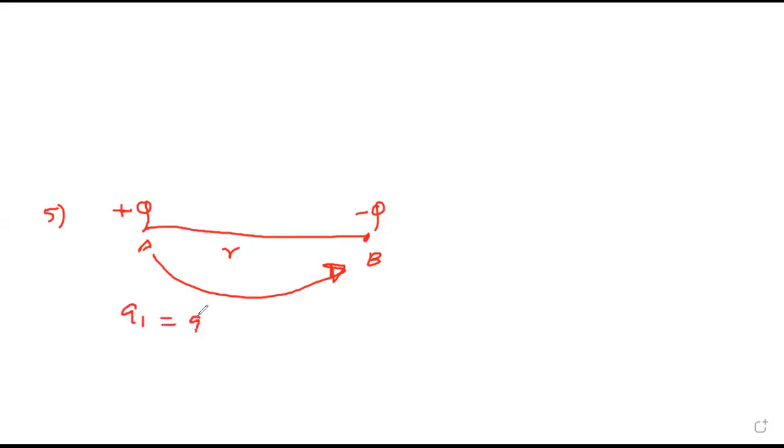So first Q1 is Q, Q2 is minus Q. Q1 dash will be left out, 25% lost. Now from here, what will be Q minus 25% of Q? Will it be 75 upon 100 of Q? And similarly, what will be Q2 now?